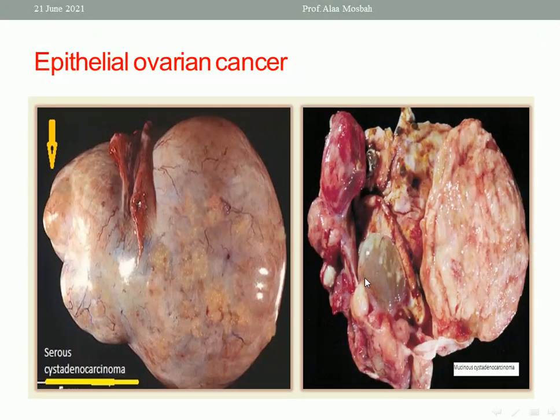This is the picture of 2 types of epithelial ovarian tumor, the serous cystadenocarcinoma and the mucinous cystadenocarcinoma.